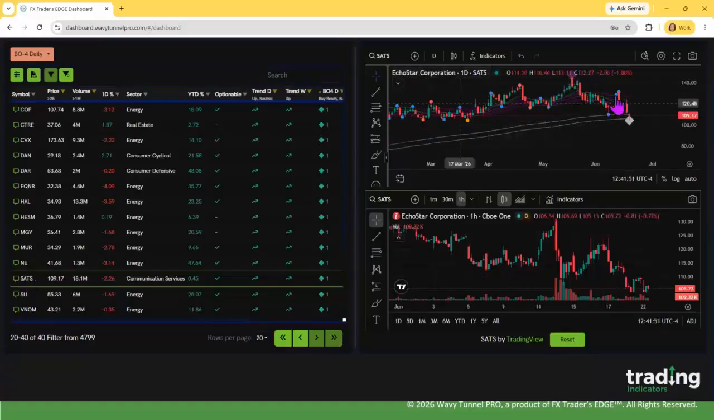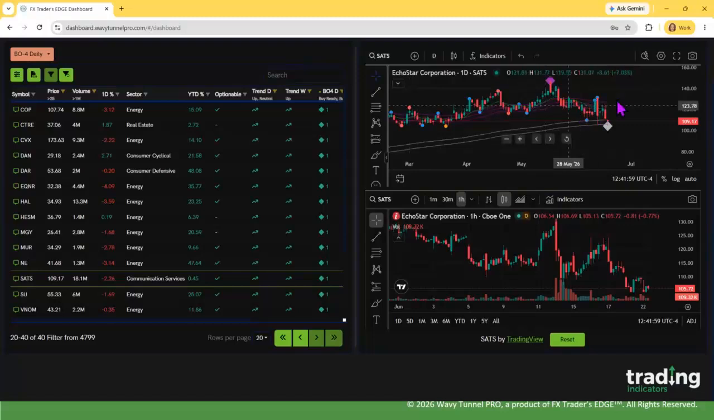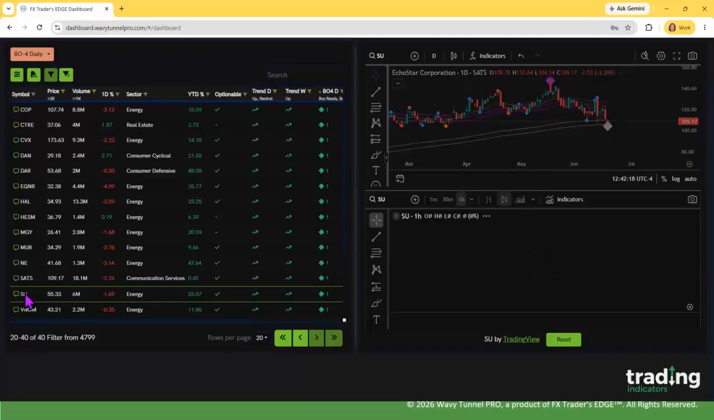Okay, I'm going to leave this one alone. Yeah, I'm going to leave this one alone. I would like to see price consolidate above the filter for this one. It's just, and the year to date percent, it's basically flat for the year. So I'm just going to leave that one alone.